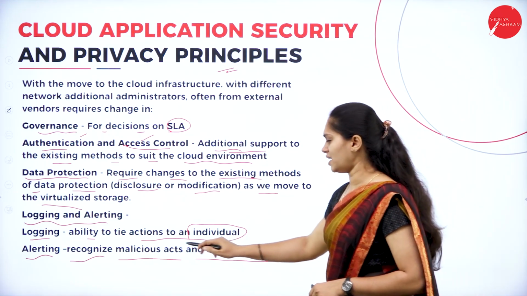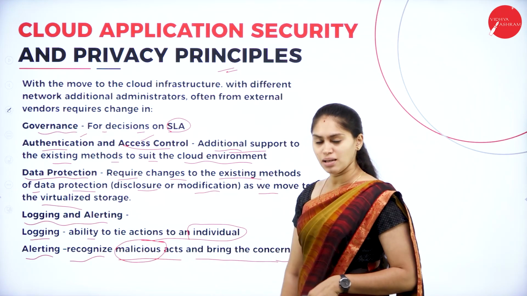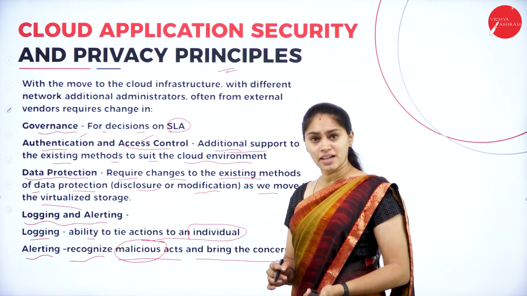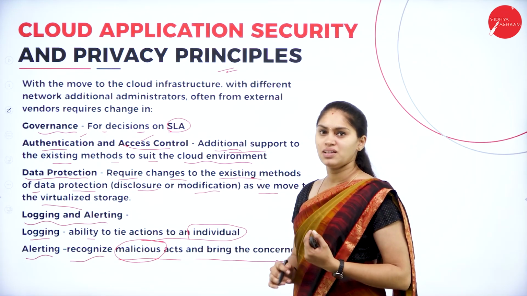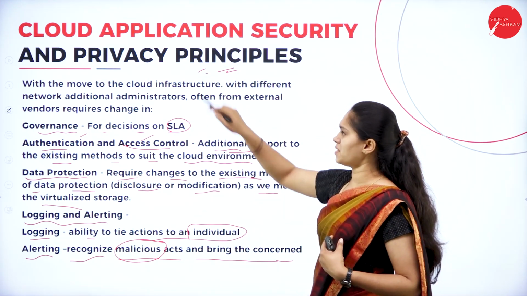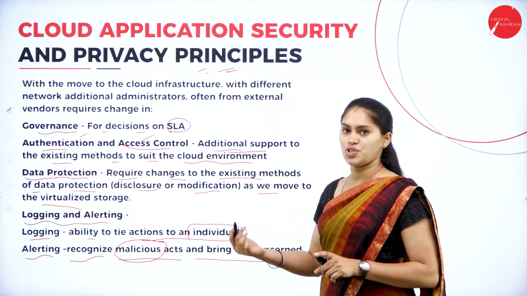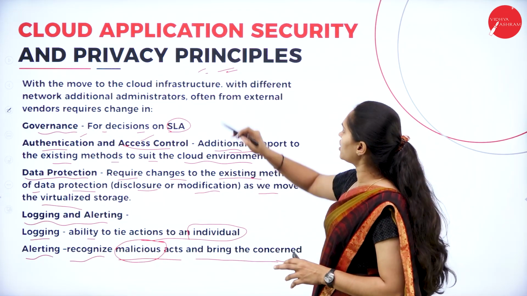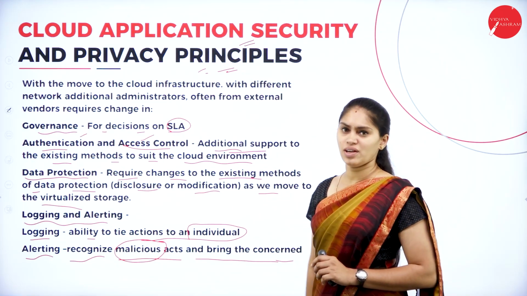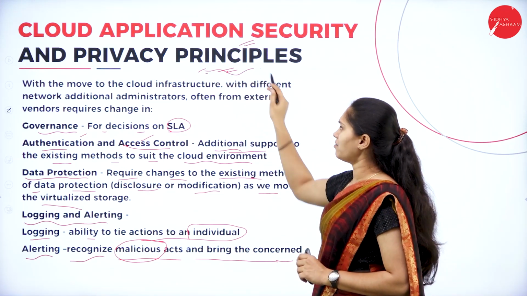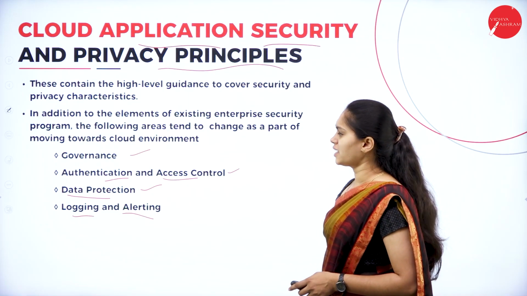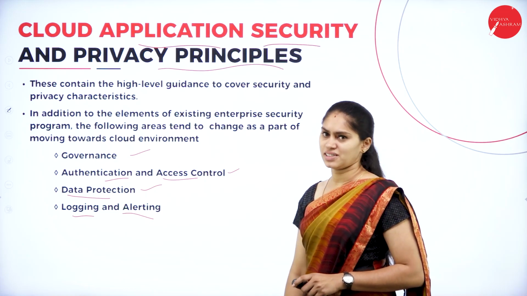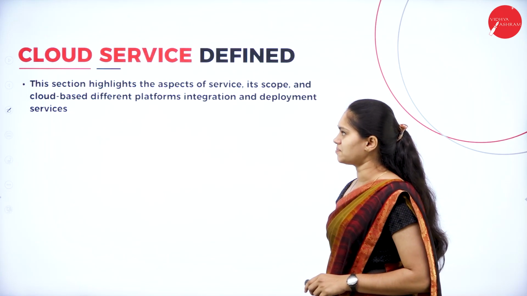That means if some malicious activities, malpractice or breaching of security is taking place by an unauthorized person, at that time these cloud privacy principles will alert the genuine user. So by having all these things, there is a possibility of having application security with the help of these privacy principles. It includes governance, authentication and access control, data protection, and logging and alerting.